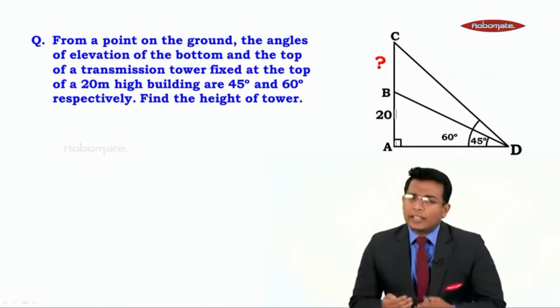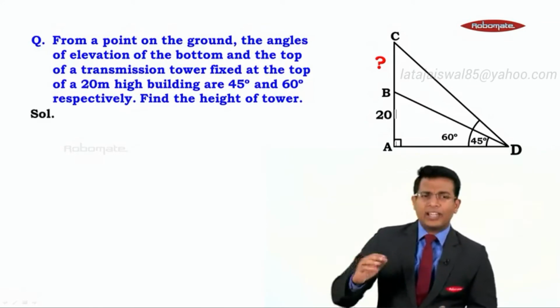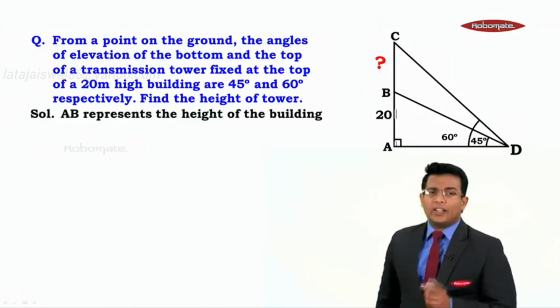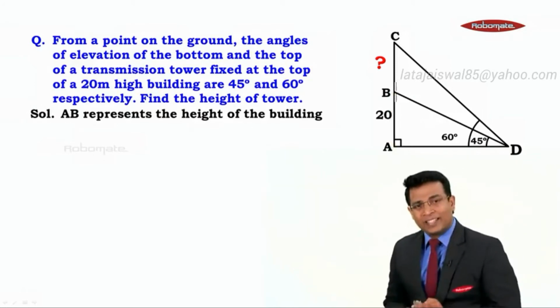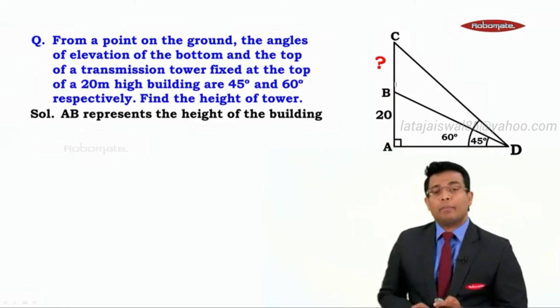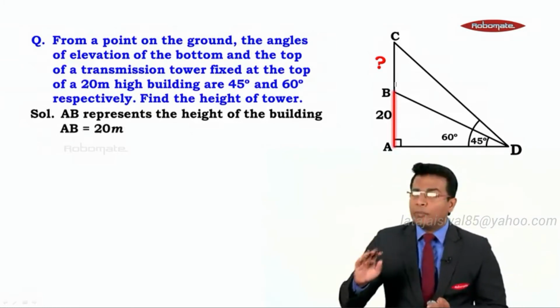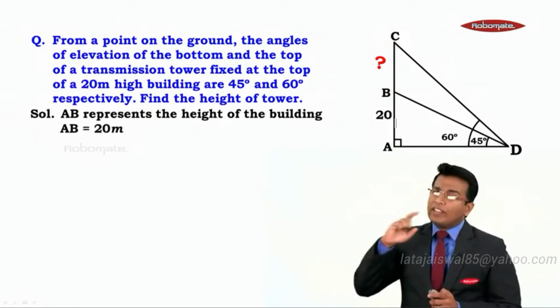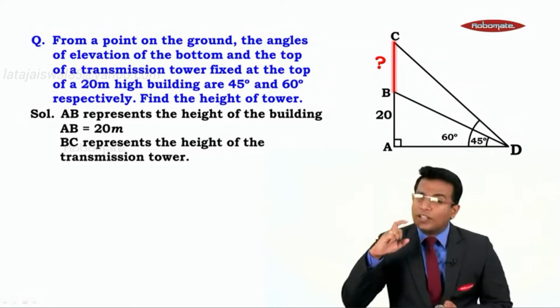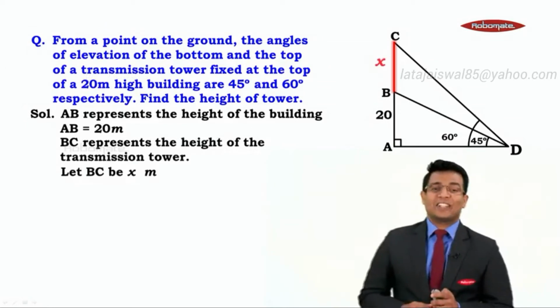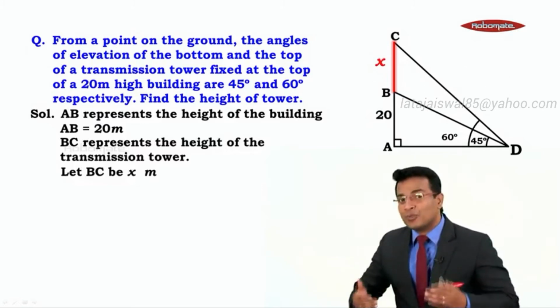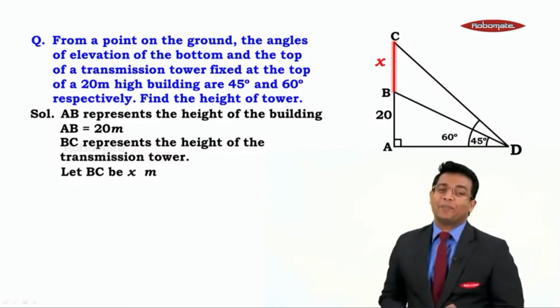Now let's write a few descriptions about the figure, which is very important. Let's write it down. So first we write there, if you see AB represents the height of the building. So that is what we have presented there, which we know is 20 meter given to us. The next information we have is BC, and that is the height of the transmission tower which we are supposed to find. And let's say we take it as X. So BC is X and we are supposed to find the value of X, right?